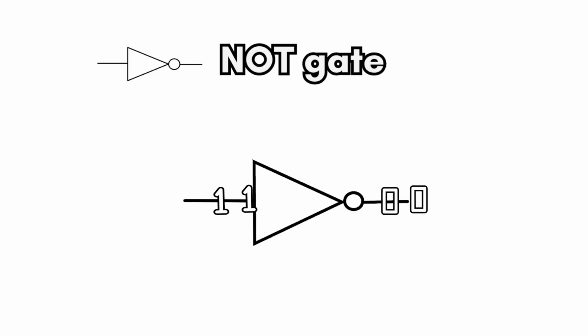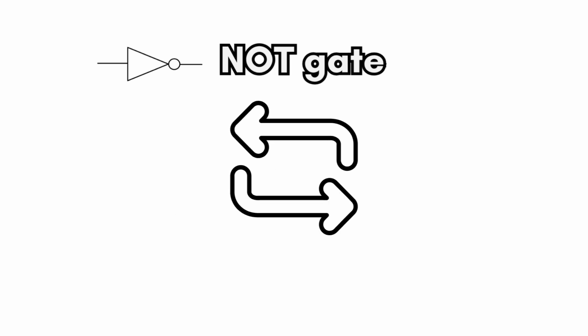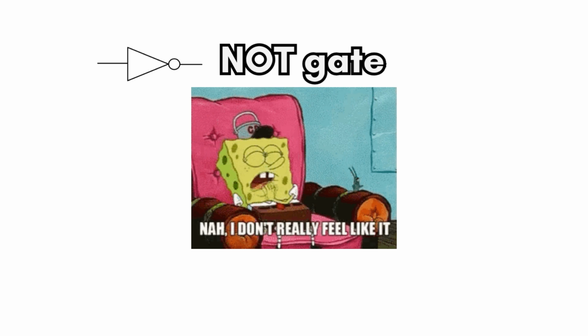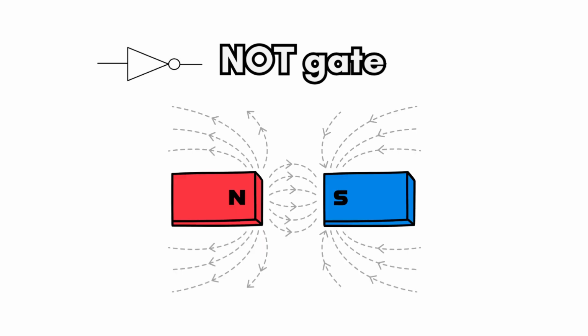Number 3, NOT gate. This takes just one input. It flips the value. 1 becomes 0, 0 becomes 1. That's why it's called the inverter. It's like the NOR gate. Always does the opposite.